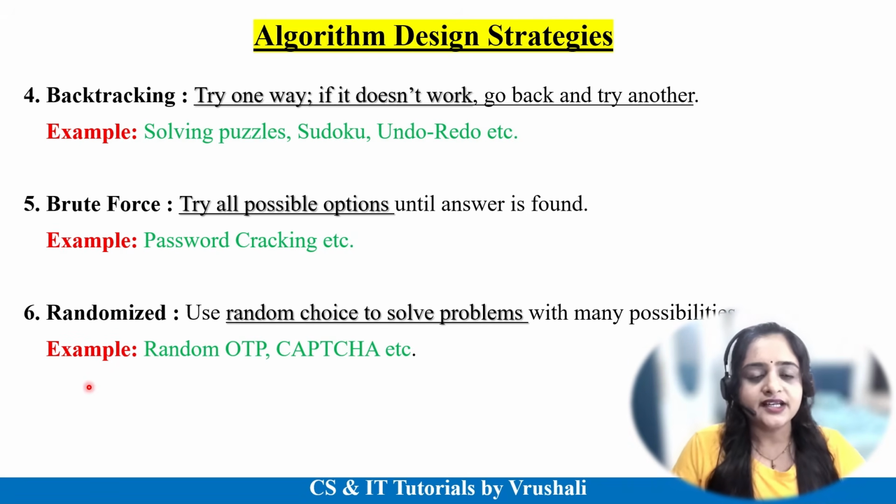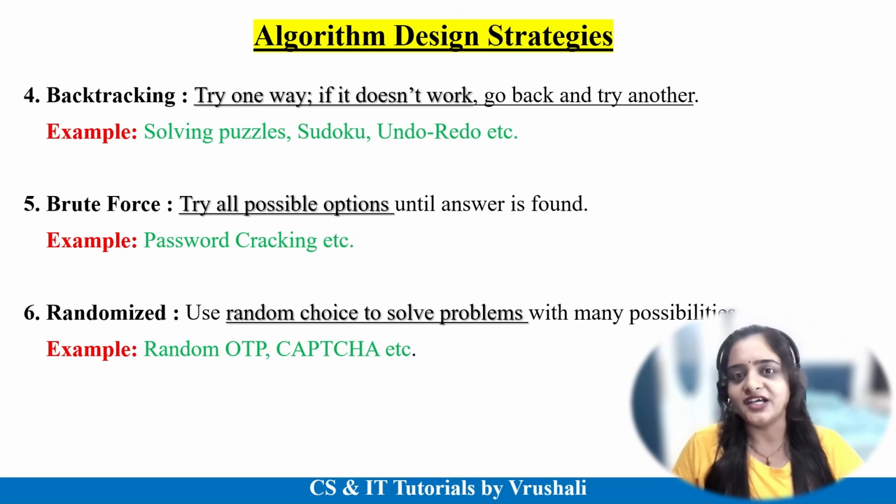Now the next one is called randomized algorithm design strategies. As the name suggests, you can use random choice to solve a particular problem with many possibilities. The best example is OTP. Every user gets random OTPs on their mobiles, right? Again, there is a captcha option for security purposes, which is called randomized design strategies.